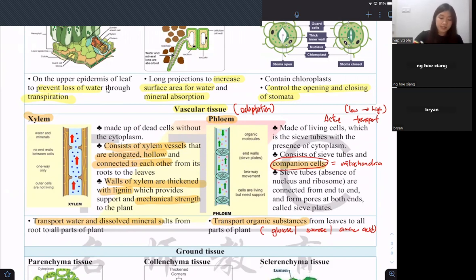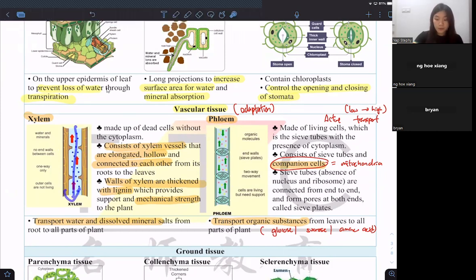Okay, and also what is the difference between the xylem and the phloem? Based on the diagram, it's very clear. Xylem is a hollow tube, but for the phloem, you can see at the middle of the tube, they have a sieve plate. So you have to label it here. This one is the sieve plate. And the cylinder one, we name it a sieve tube. So it's very obvious for their differences. So this is for the vascular tissue.